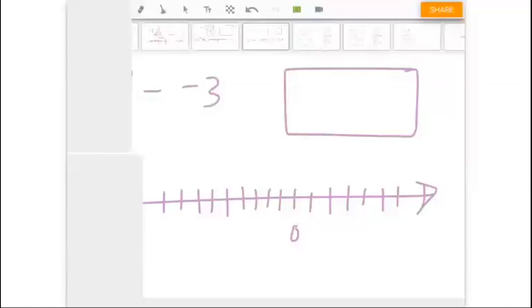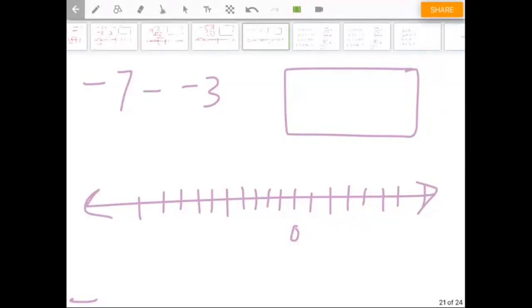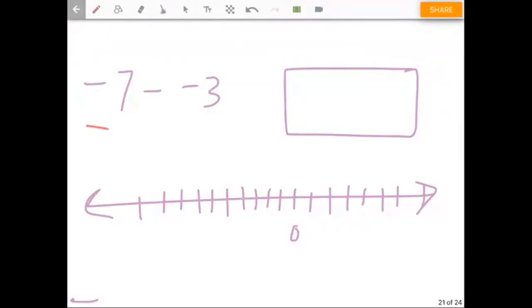Okay, now -7 minus -3. So minus a negative, we don't like to see that. So what can we change that to? You remember? Is it the plus? Yes, good. Anytime you have two negatives and you're minusing a negative, you can put them together and make it a plus of 3. So these are equivalent.